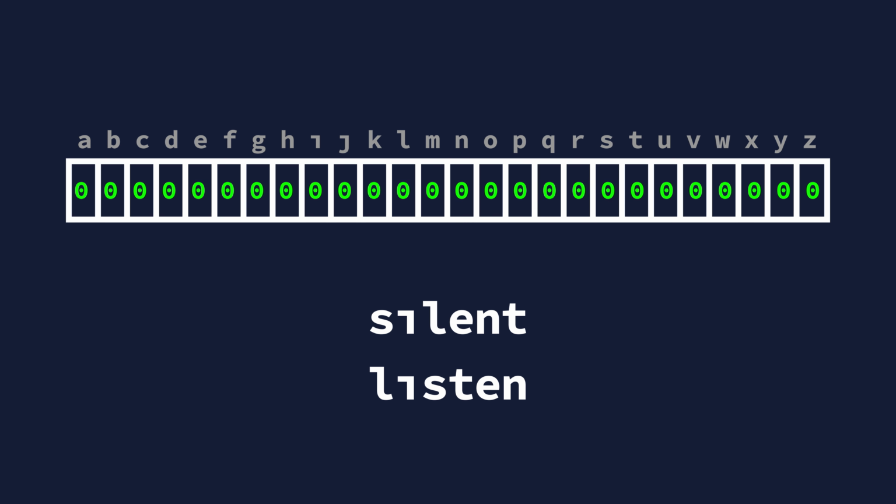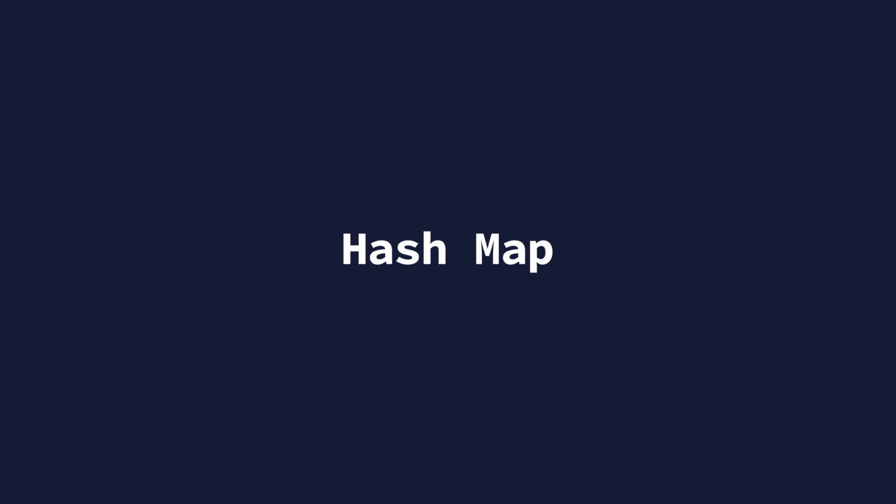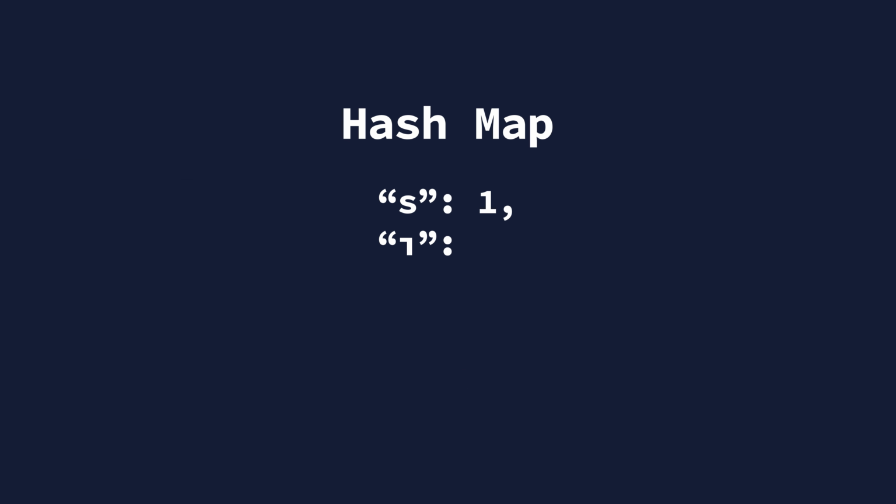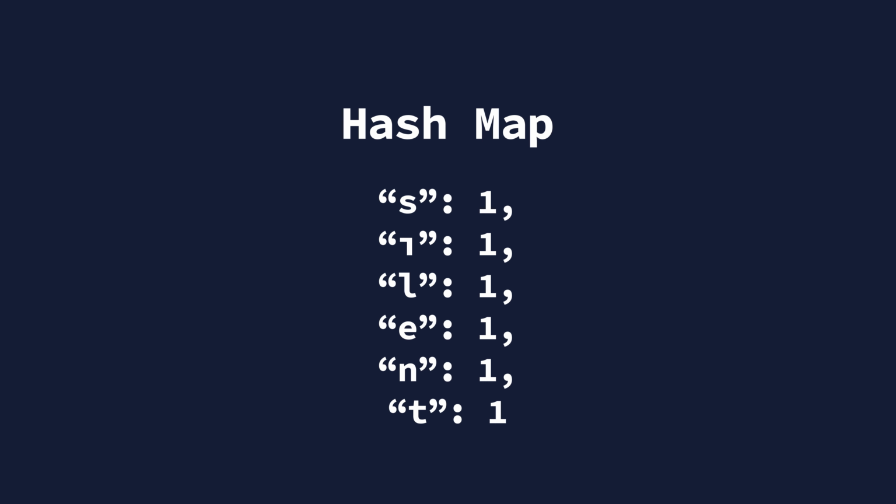This is a great solution, but a drawback is, if we don't encounter all 26 letters in the alphabet, then we have wasted space in our array. An improved solution is to use a hash map rather than a frequency array, where we use the letter as the key and the count as the value. This ensures we are only allocating space for letters that are actually in the strings.